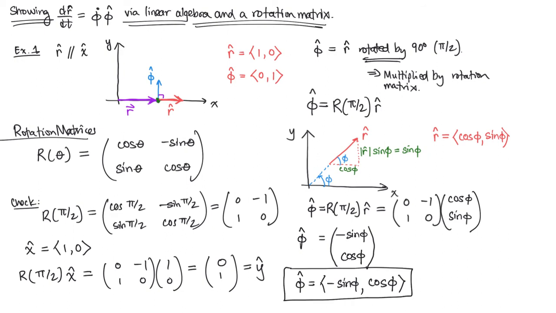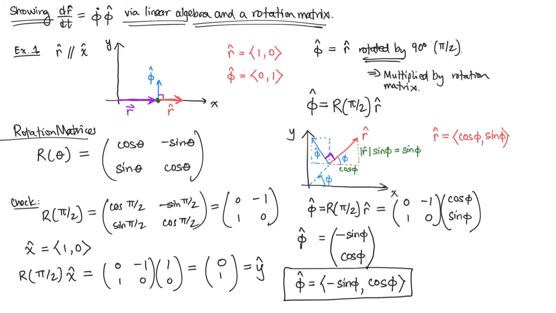And if we come over to our diagram over here, we're going this length in the negative x direction. And then we're going to go the length cosine phi in the y direction. And when you put that all together, that gives you the phi hat unit vector.